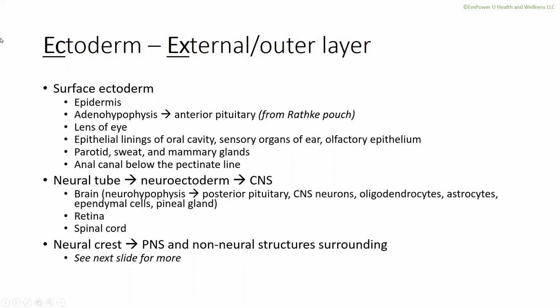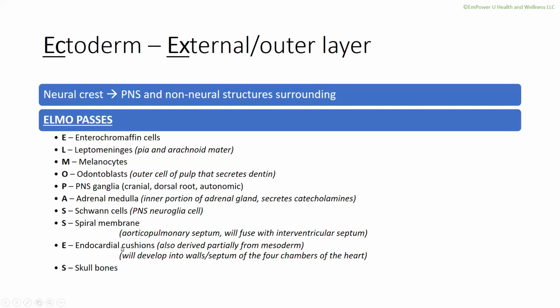So the ectoderm germ layer that becomes neural crest cells is going to create the peripheral nervous system and non-neural structures that surround it. I could not come up with a better mnemonic than what USMLE came up with. So this is a USMLE mnemonic about Elmo passing you on the street. They had a song even back in my day. I don't know. So Elmo passes you on the street. That's what this is about. Come up with a better mnemonic for me, that'd be great. But essentially, these are all the things that come from neural crest cells. A lot of them are peripheral nervous system structures, but there's some other different ones as well.